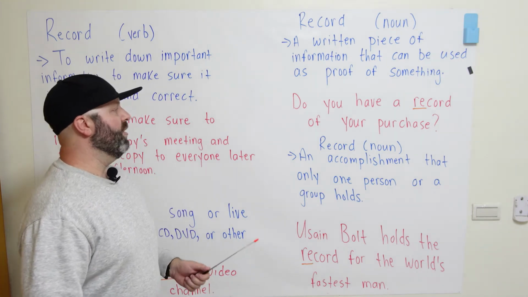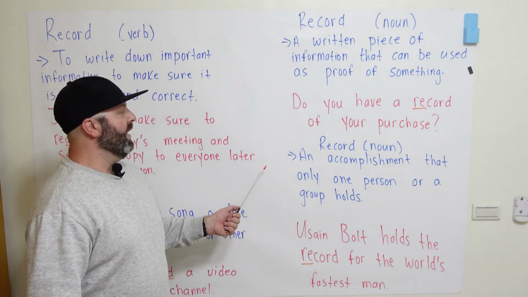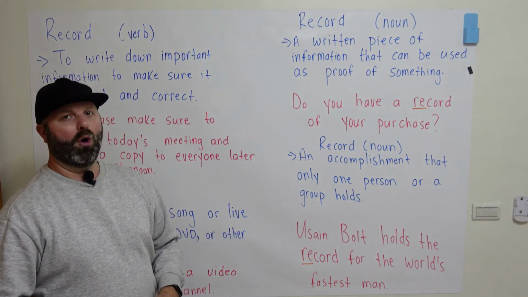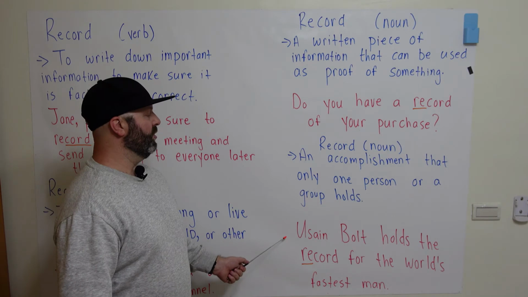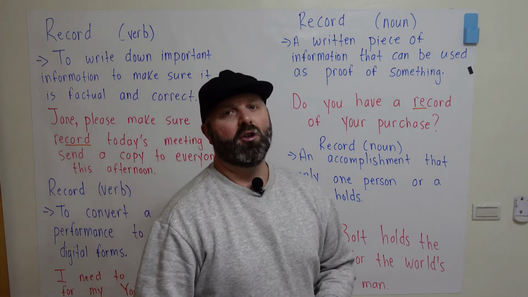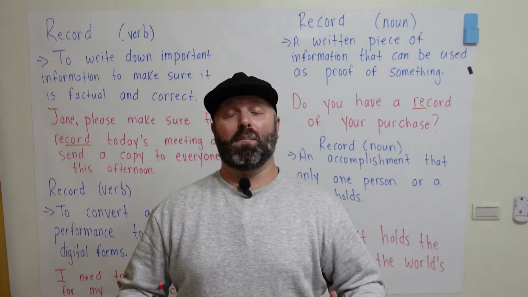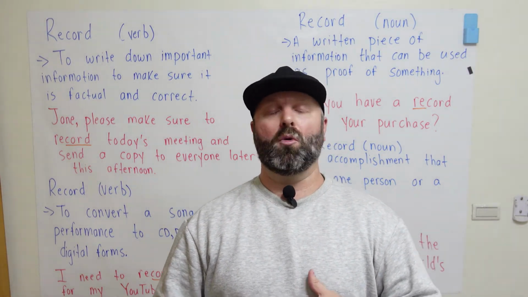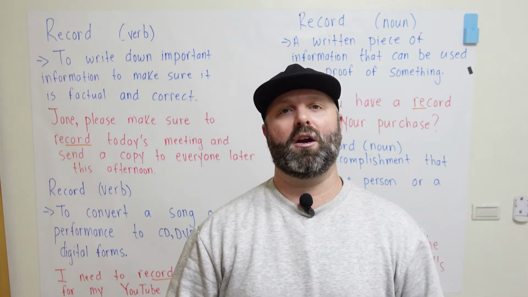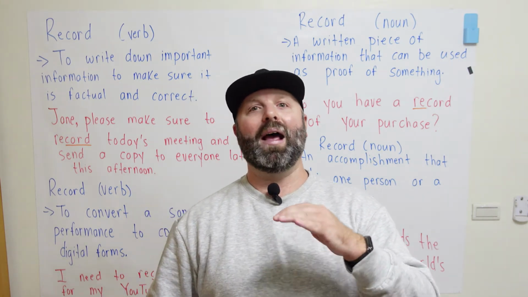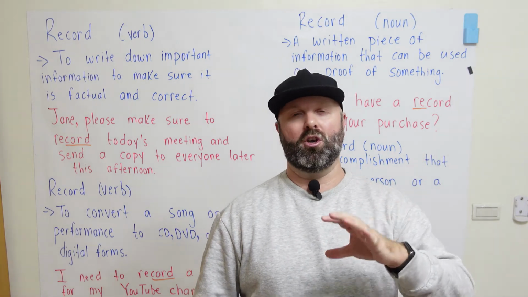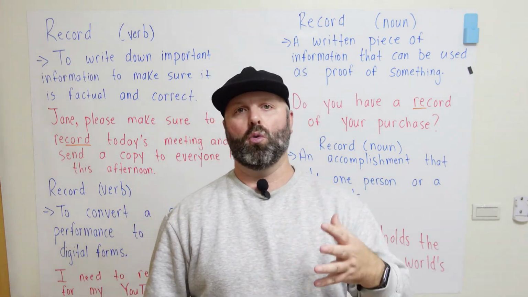Now, another way we could use the word record as a noun is an accomplishment that only one person or a group holds. So we could say Usain Bolt holds the record for the world's fastest man. So when you're watching the Olympics, and sometimes someone might do something amazing and you'll hear the announcers say, she just broke the world record or he just broke the world record. That means that it is an accomplishment that only they have reached and no one else has done that. So it's a new record, okay?